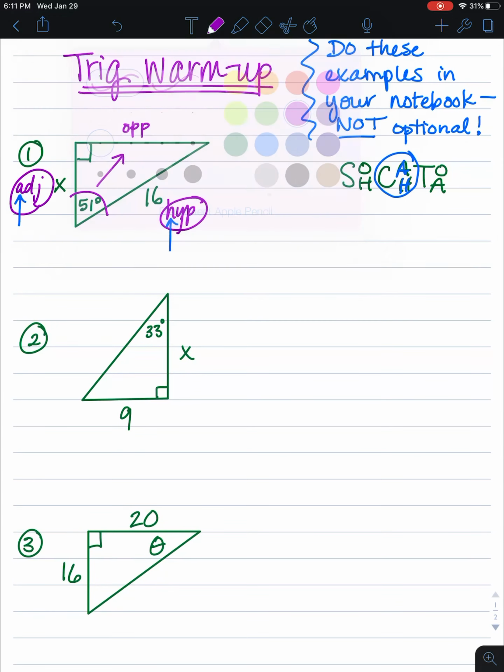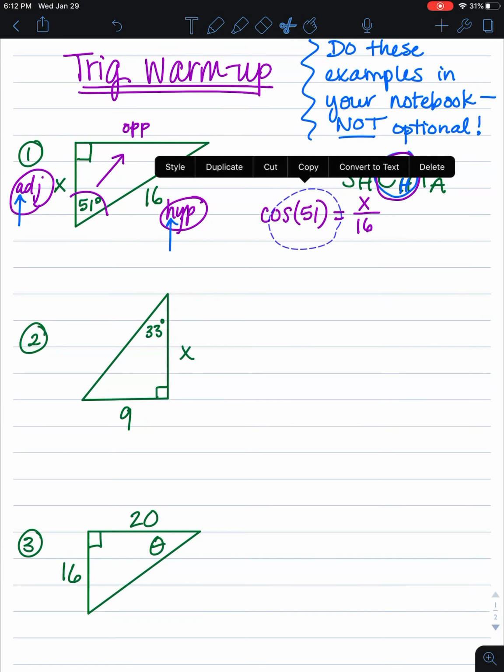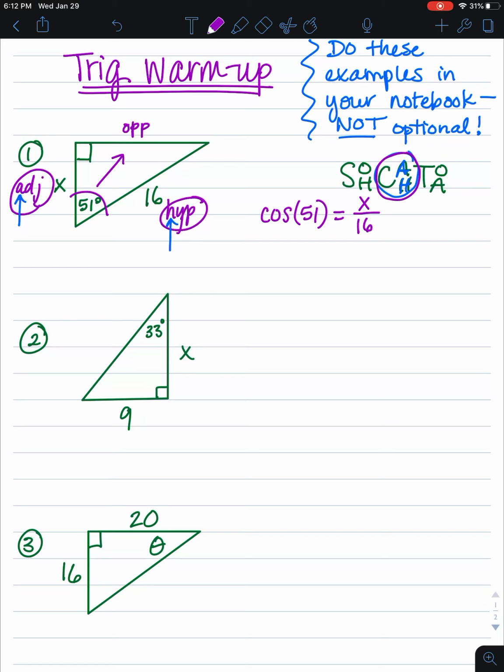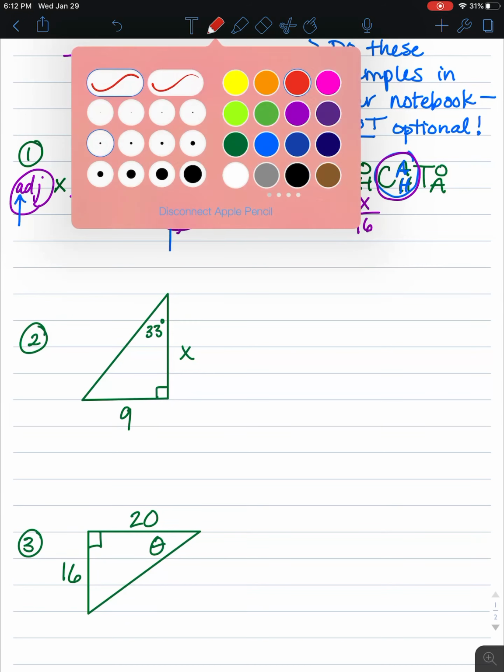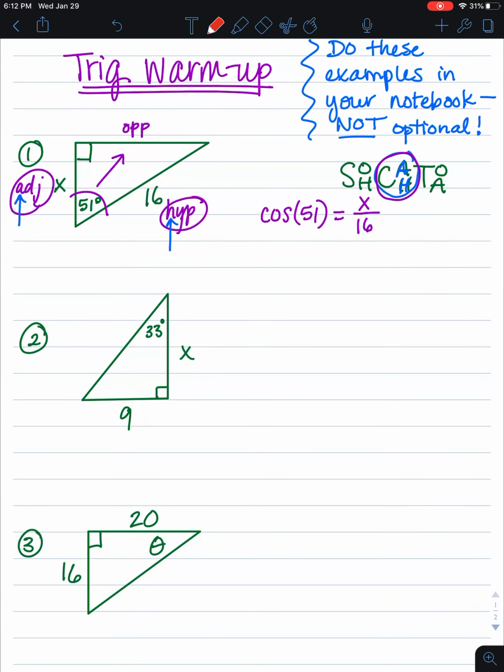Okay, so now that we know it's going to be cosine, the last step is to write the equation out. So you're going to write cosine, parentheses, 51 equals adjacent, which is x, over hypotenuse, which is 16. Okay, so you see how we got that from our diagram, from the picture, where x is the adjacent and 16 is the hypotenuse. Okay, next, after we do that, we need to multiply both sides by the denominator.